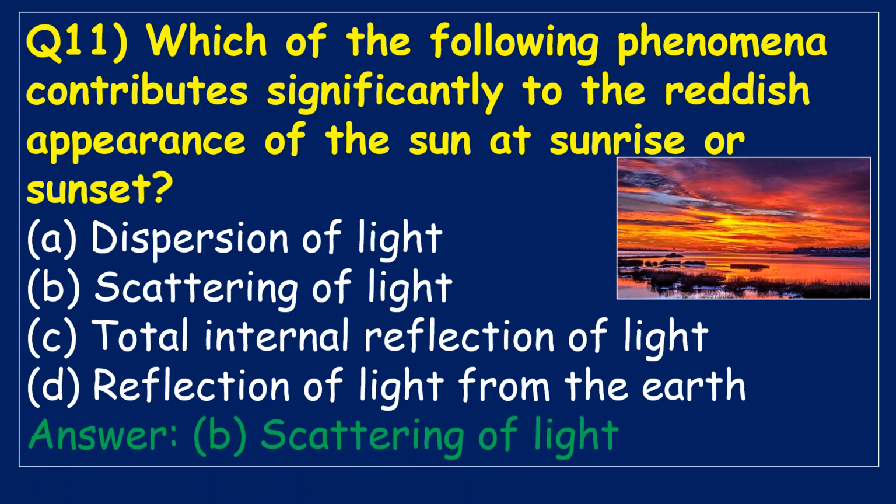Your answer is scattering of light. See, my dear children, in between the sun and you, there are many particles present in the atmosphere. Some of them are gaseous particles, some are solid particles, moisture, liquid particles; different particles are there. When sunlight touches them, those particles deflect light in all directions. That is called scattering of light.